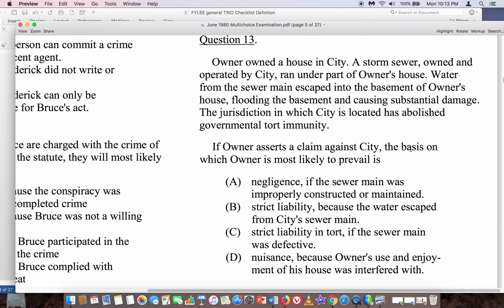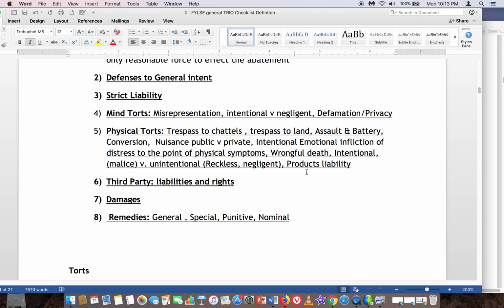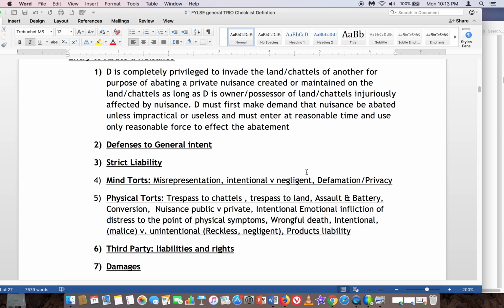And some water got into his basement and it caused some damage. So now, if he takes the city to court, since they don't have governmental immunity, he has to know how to file for the right claim. Now, if you look at strict liability and nuisance, let's look at the elements of nuisance.